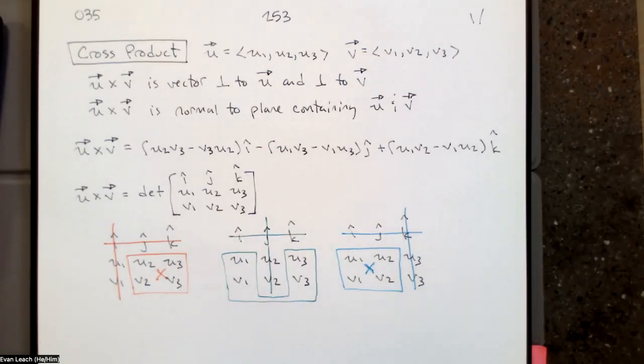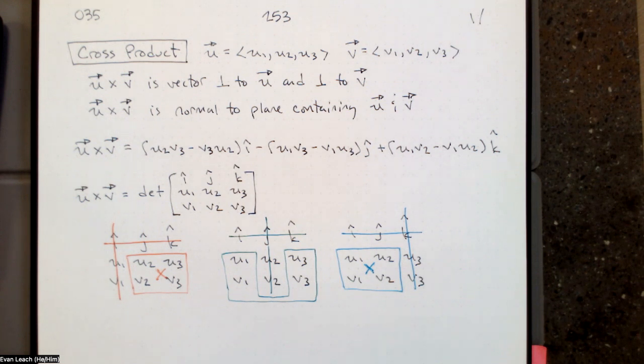Today I wanted to open up by quickly reviewing the calculation of the cross product. If we have two vectors in R3, cross product is going to be an R3 thing for us. U cross V is a vector perpendicular to U and perpendicular to V. This is useful because it helps us describe a plane with one vector.